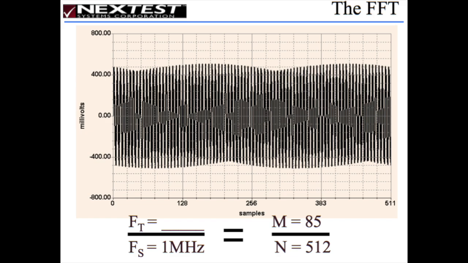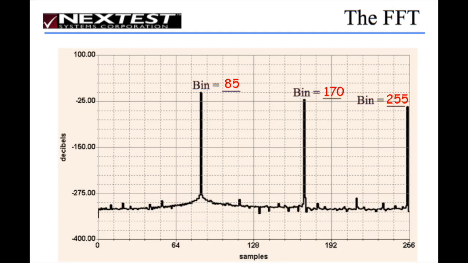Okay, 1 megahertz times 85 divided by 512, that's 166.015625 kilohertz. Now that was an interesting one because here the fundamental shows up in bin 85, the second harmonic shows up in bin 170, and the third harmonic shows up in bin 255. Oops. Now, what's going to happen if we increase M? That's going to be an issue, isn't it? Because the third harmonic is going to fall off the edge of the earth, and Columbus and his crew will all drown.